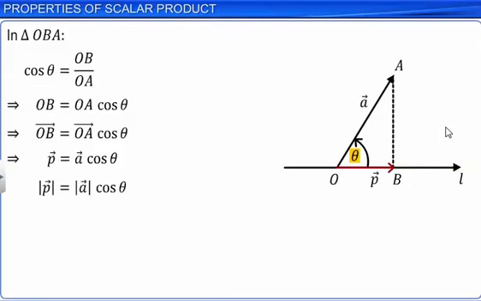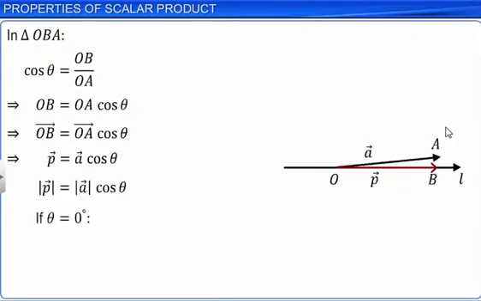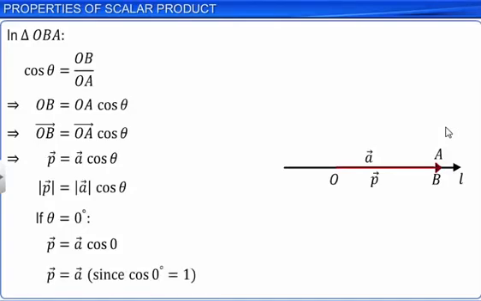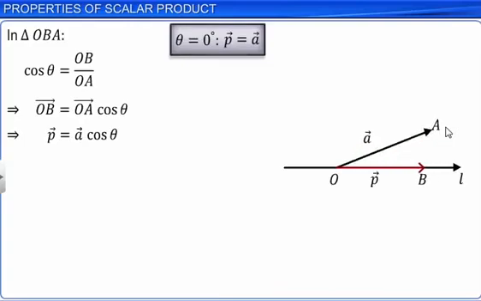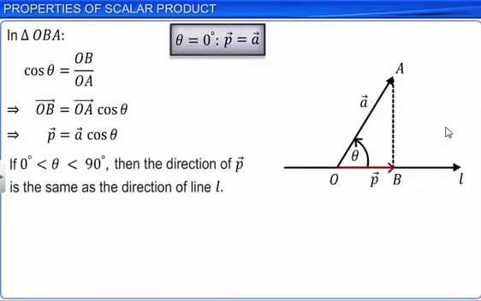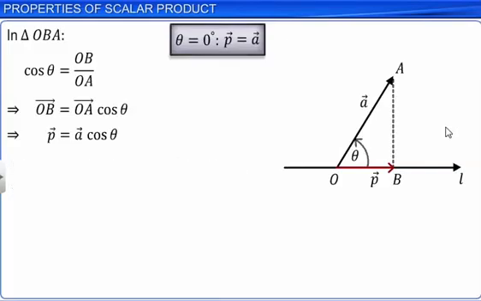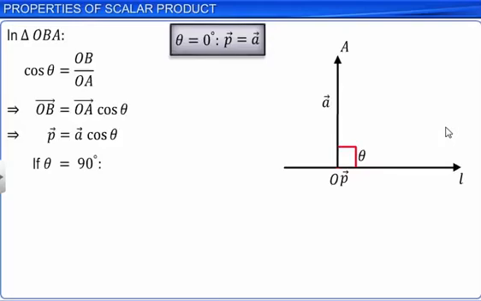This leads to some interesting observations. If theta is equal to 0, then vector A lies along line L and projection vector P is the same as vector A, and has the same direction as line L. When angle theta lies between 0 and 90 degrees, projection vector P points in the same direction as line L. If theta is equal to 90 degrees, vector A is perpendicular to line L, and its projection vector P is a zero vector.